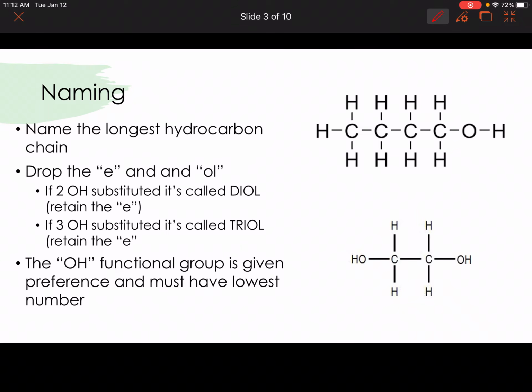Okay, so when we're naming these, most of the other rules of naming are still going to apply here. You're going to name the longest hydrocarbon chain, so look for that parent chain. The longest one is the parent. Now you're going to name it normally. So let's just work through it here. So if we look at this example here, so if I look through 1, 2, 3, 4, so I've got 4 carbons. So the prefix for 4 is but, right? So that's butane.